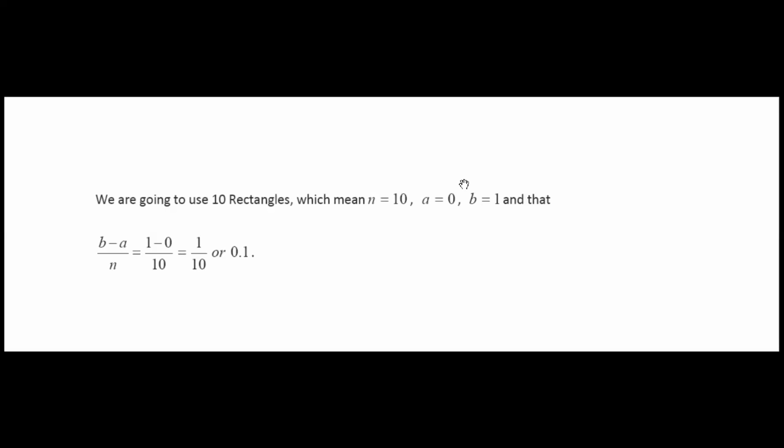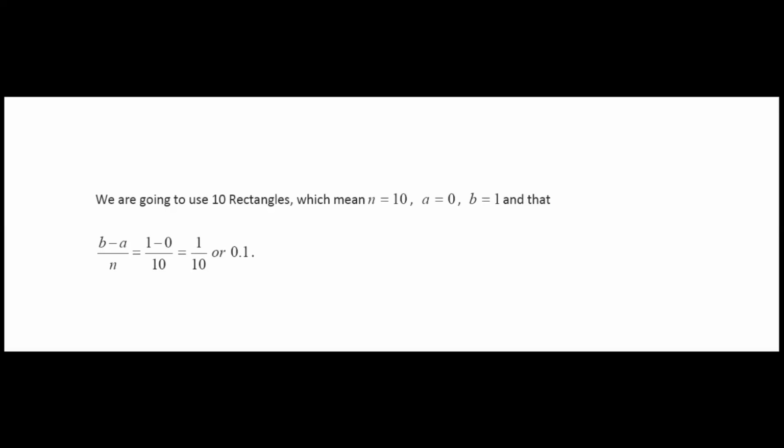Now, what's the width of each rectangle? Well, if we're going from 0 to 1 and we're going to make 10 little increments, it stands to reason that the entire distance is 1, b minus a, and the number of rectangles is 10. So this is a nice number. This gives us 1/10, or 0.1. That's the width of each rectangle.